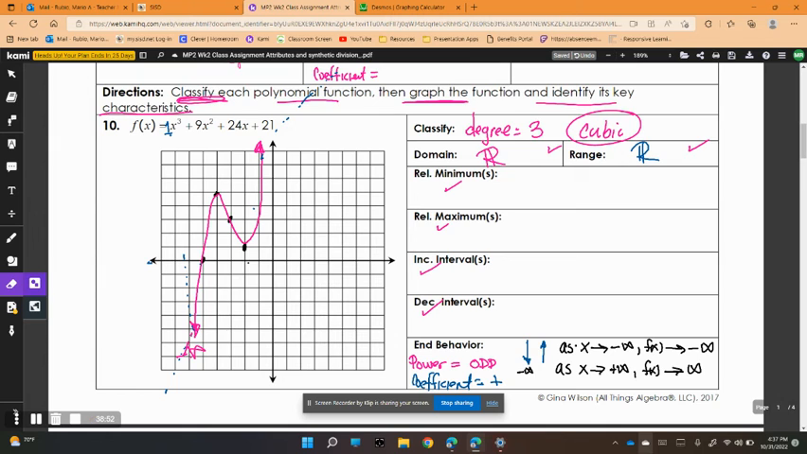So now let's talk about the relative min and the relative max. We're going to look at the points that are on the highest and lowest points of the graph. So this is the maximum point before it comes back down, and that's at negative 4, comma 5. So our relative max is at negative 4, comma 5. Let's take a look at the minimum. This is the relatively lowest point on the graph, so that's going to be at negative 2, comma 1.